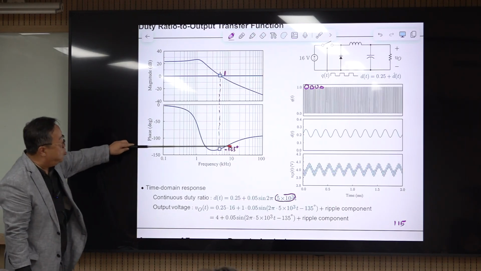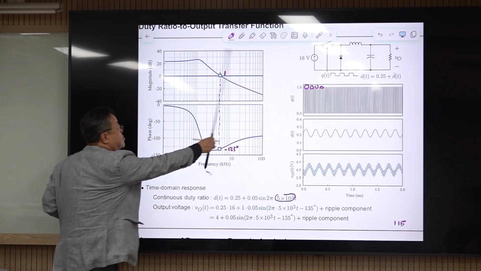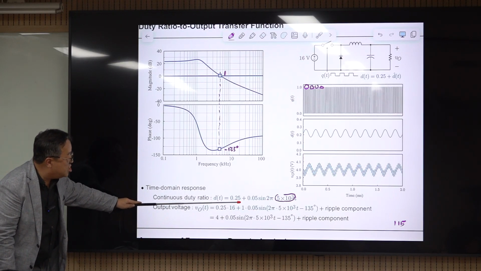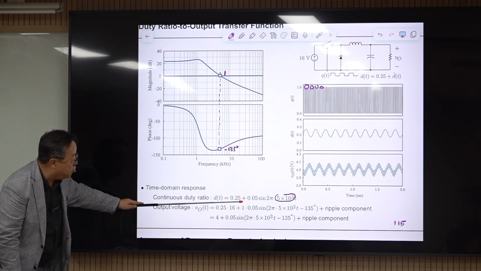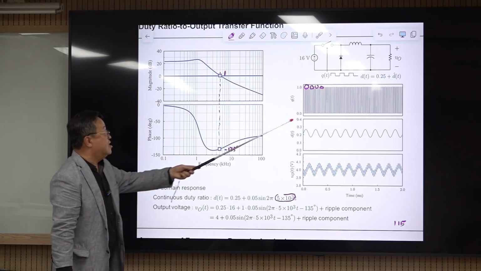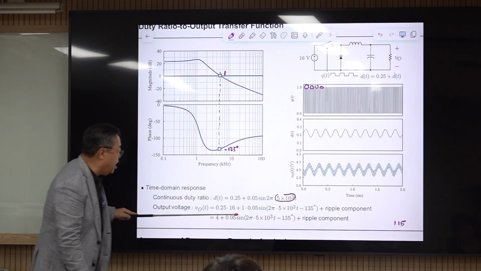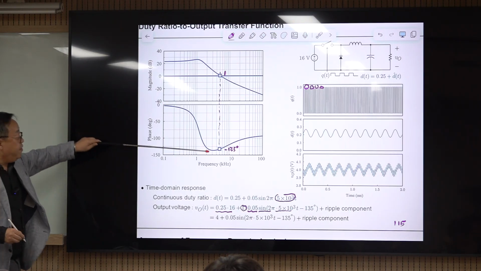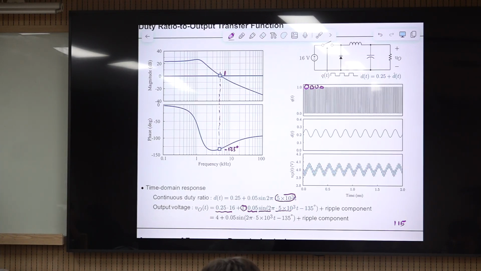you can be accurate if you want by taking a look at this using some software, but assume this is true. Then the duty ratio is, this is the DC value of D(t), the continuous duty ratio, and we have this sinusoidal component at this frequency, and this DC is 0.25, so the same output voltage will be generated as in the previous case, okay? But due to this ripple component in the duty ratio, we have this is 1, which is 0 dB, this is 1. So we have 4 DC component and this sinusoidal component.